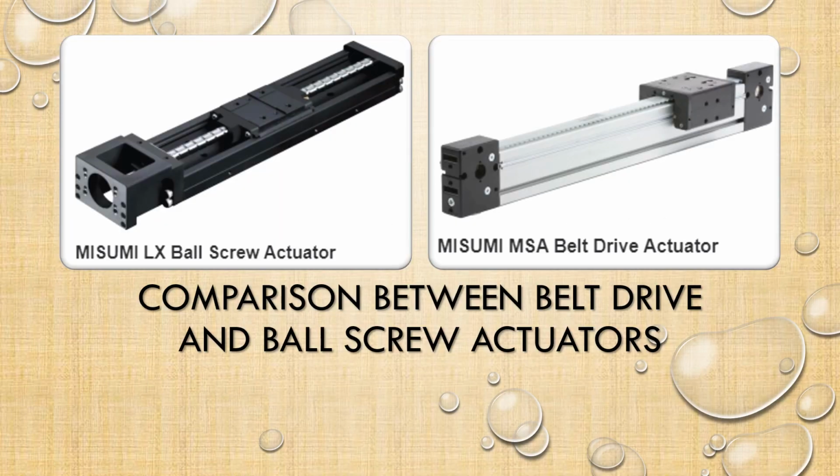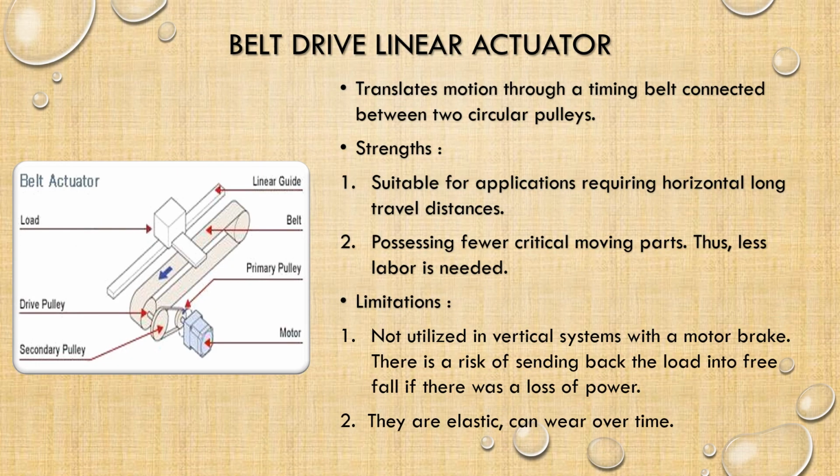We will make a comparison between a belt drive actuator and a ball screw actuator. Belt drive linear actuator. It translates motion through a timing belt connected between two circular pulleys. It is suitable for an application requiring a horizontal long travel distance, possessing fewer critical moving parts, thus less maintenance is needed. Limitation: not utilized in a vertical system without a motor brake. There is a risk of sending the load into free fall if there was a loss of power. They are elastic and can wear over time.